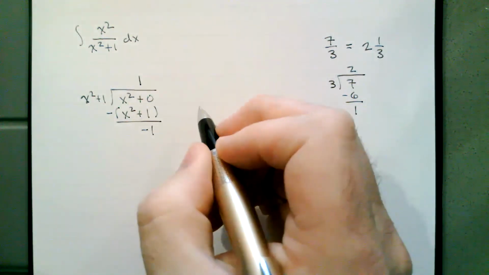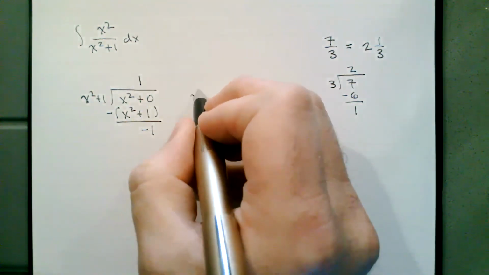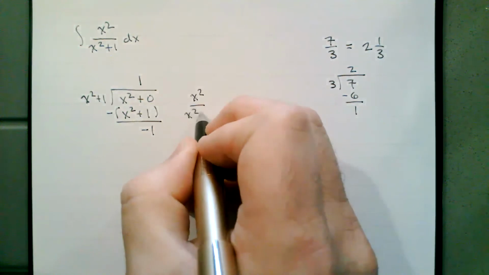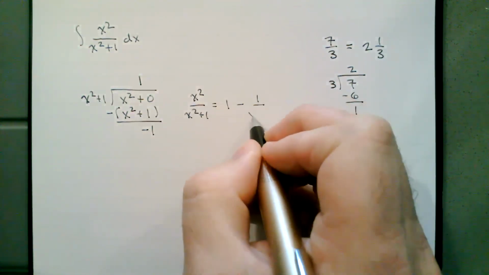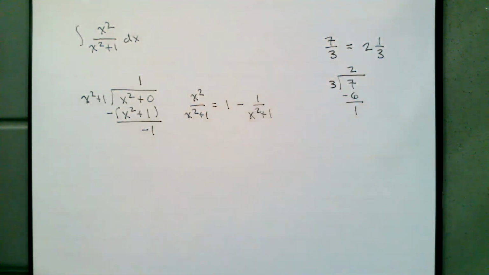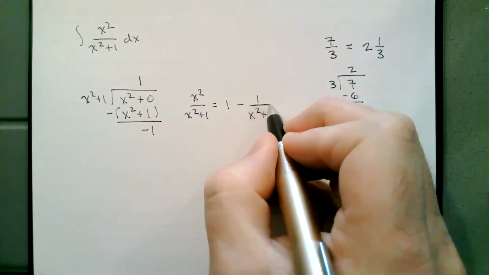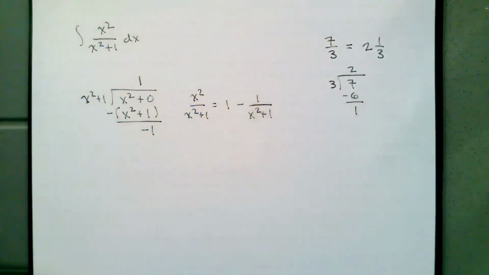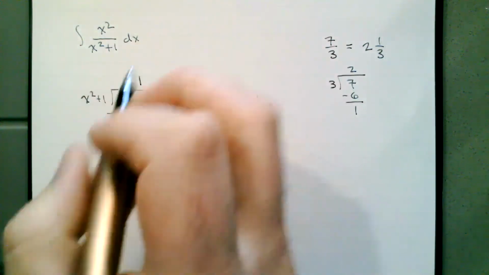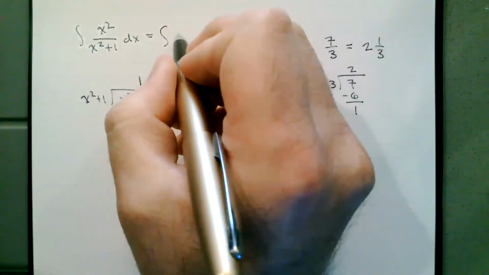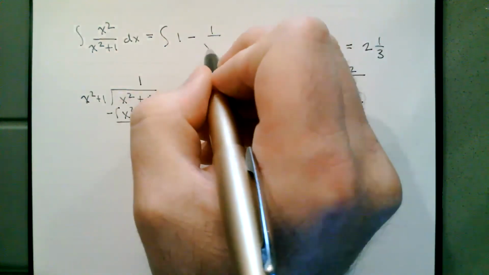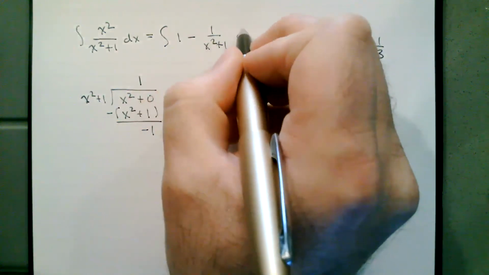So x squared over x squared plus 1 is equal to 1 minus 1 over x squared plus 1. The reason that this is progress is that I know how to integrate 1 over x squared plus 1. So we can rewrite our integral as the integral of 1 minus 1 over x squared plus 1 dx.